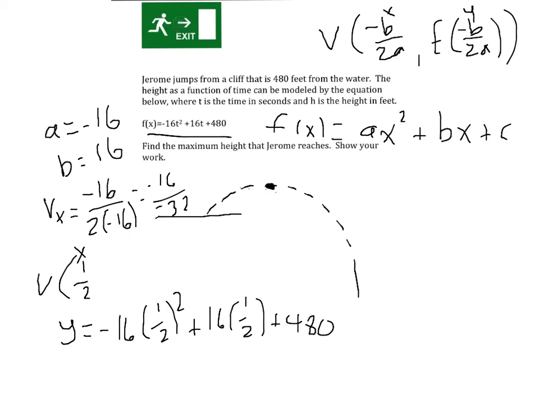And then when you substitute in 1/2, you get negative 16 times 1/4 plus 16 divided by 2, which is 8, plus 480. So negative 16 divided by 4 is negative 4, plus 8 is 4, and then plus 480 is going to be 484 feet. That is the maximum height that he reaches, in 1/2 second.